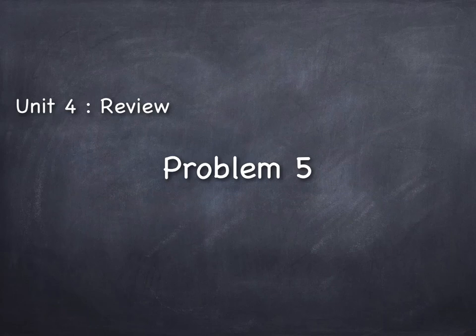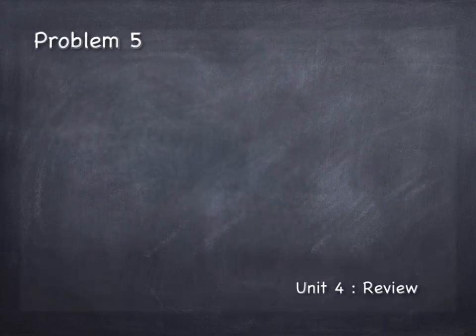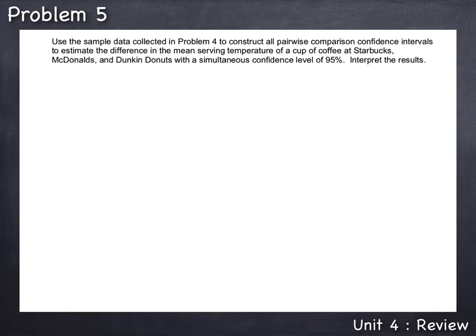Unit for review, Problem 5. Use the sample data collected in Problem 4 to construct all pairwise comparison confidence intervals to estimate the difference in the mean serving temperature of a cup of coffee at Starbucks, McDonald's, and Dunkin' Donuts with a simultaneous confidence level of 95%. Interpret the results.